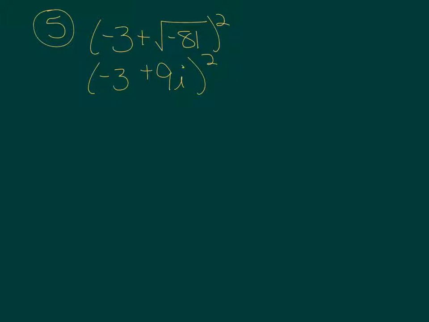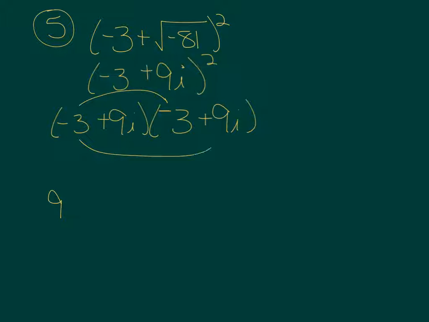The way you square a binomial, if you'll remember, you write it and you multiply it by itself. You cannot distribute that exponent. This binomial squared, it means something times itself. Now this is basically a FOIL problem. Negative 3 times negative 3 is 9. Negative 3 times 9i is minus 27i. I get another minus 27i. And here I get 81i squared.